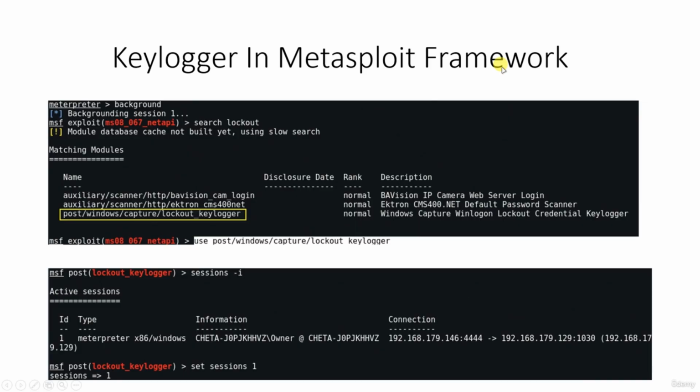To back out of the session and return to the Meterpreter prompt, just use this. Use post/windows/capture/lockout_keylogger. After that, you have to set the session number to the active session. In our case it is 1, so set session 1. So this is the session, and we are setting our session to 1.